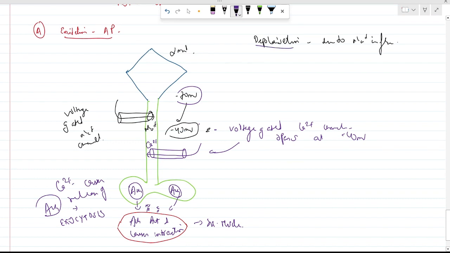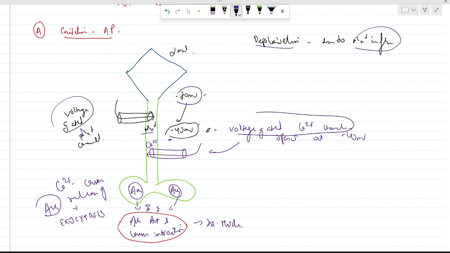First, there is depolarization due to sodium influx. This sodium influx occurs through voltage gated sodium channels. Sodium enters into the membrane, depolarization occurs, negativity decreases from minus 70 millivolt to minus 40 millivolt. Why is this minus 40 millivolt required? Because this is where the voltage gated calcium channels open, and calcium enters.